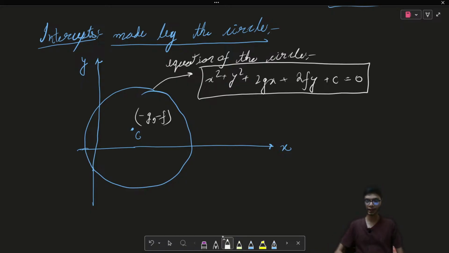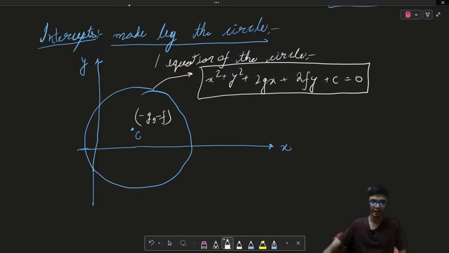From this general equation of the circle, I can find two important parameters, that is my x-intercept and the y-intercept. First, let us understand what we actually mean by x-intercept and y-intercept. For any general curve, the point where the curve intersects the x-axis, that point's distance is called the x-intercept. Similarly, the point where the curve intersects the y-axis, and if I take the distance of that, that is my y-intercept.